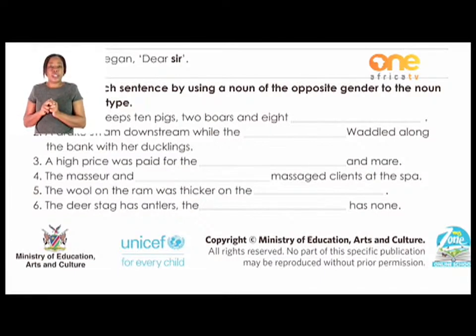Okay, so you are going to fill in the correct gender in the line there. So you do the same with number 3, number 4, number 5, and number 6. By just checking the word that is bold. It's the one that you have to change to the correct gender.